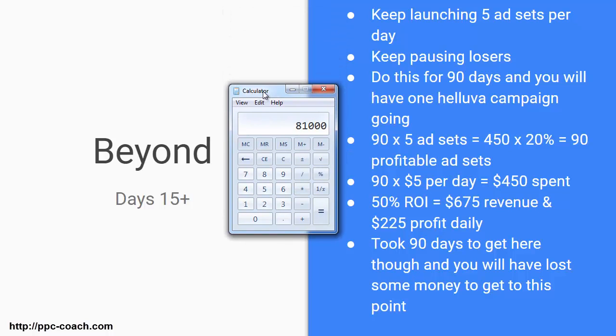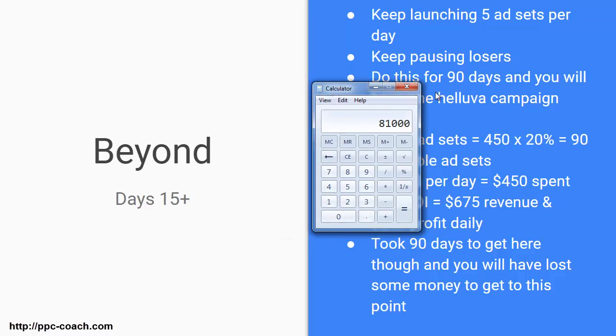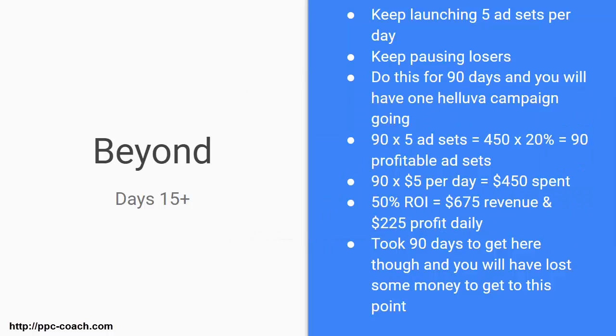Okay, these are achievable numbers. These are not unrealistic at all. Getting there is going to be difficult, but once you get there, it's pretty sweet. It took 90 days to get here, and you probably will have lost some money to get to that point, because you've tested so many ad sets. You've tested 450 of them, and not all of them worked. I can't predict what your actual ROI is going to be. I can't predict what this number is going to be, the 20%. It could be higher, should be higher, could be lower.